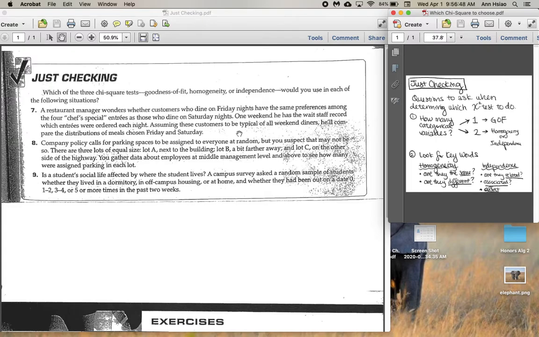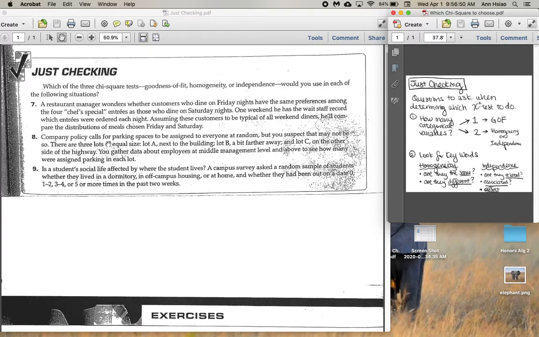All right, let's go ahead and try number 8. So number 8, it says, company policy calls for parking spaces to be assigned to everyone at random, but you suspect that they may not be so. There are 3 lots of equal size, Lot A next to the building, Lot B a bit further away, and Lot C on the other side of the highway.